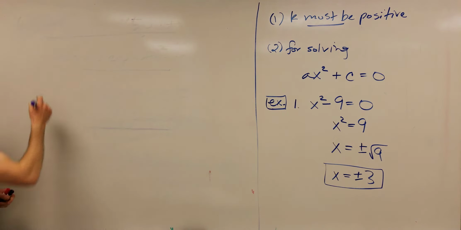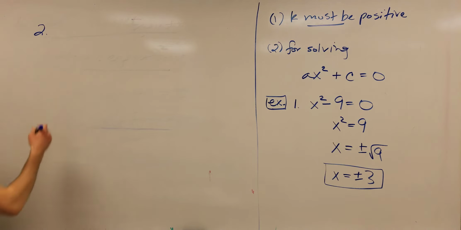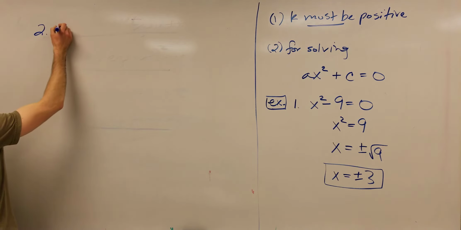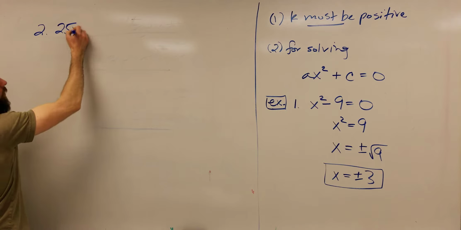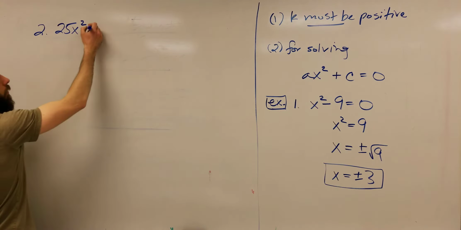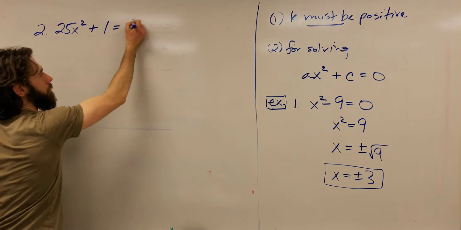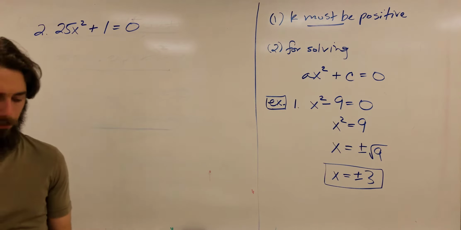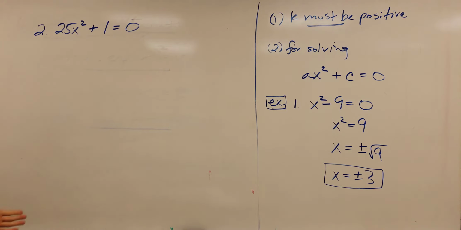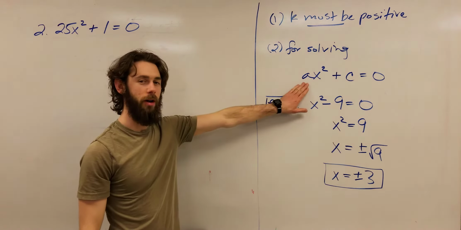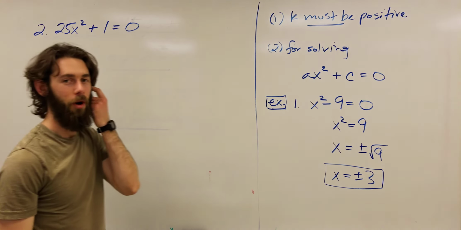So let's look at example 2. Let's say we have 25x squared plus 1 equals 0. So that kind of looks like our quadratic form for the square root property.